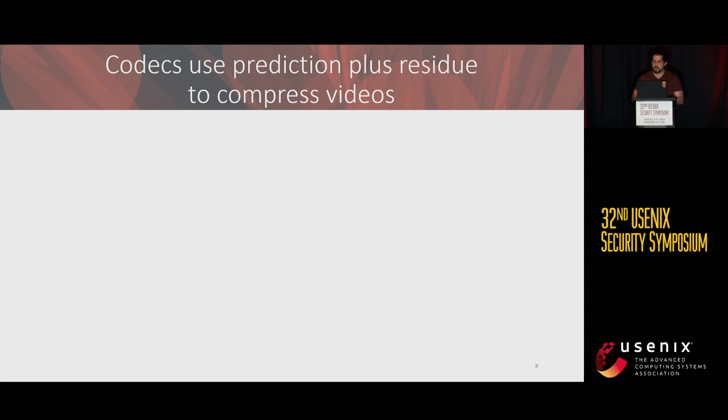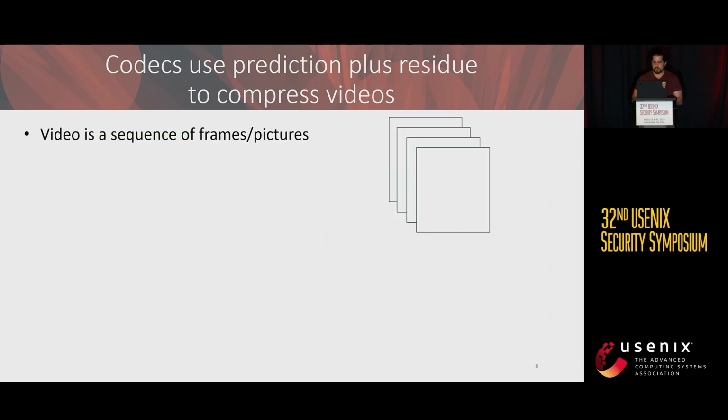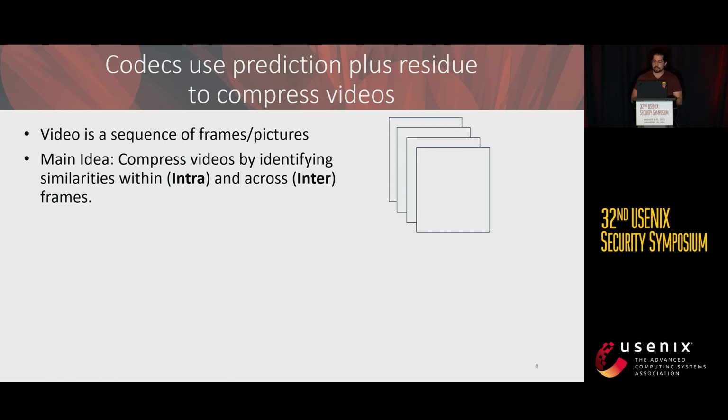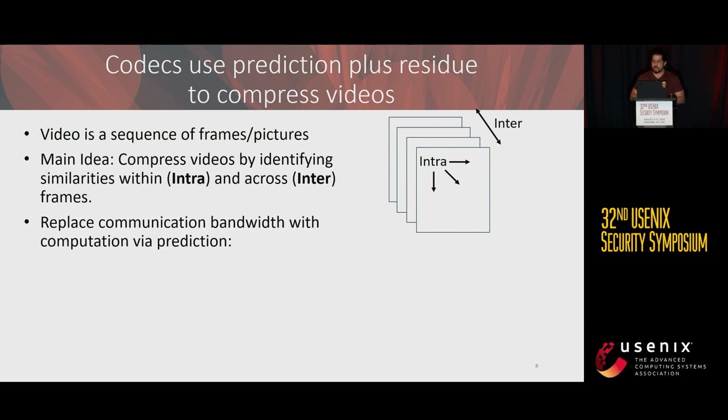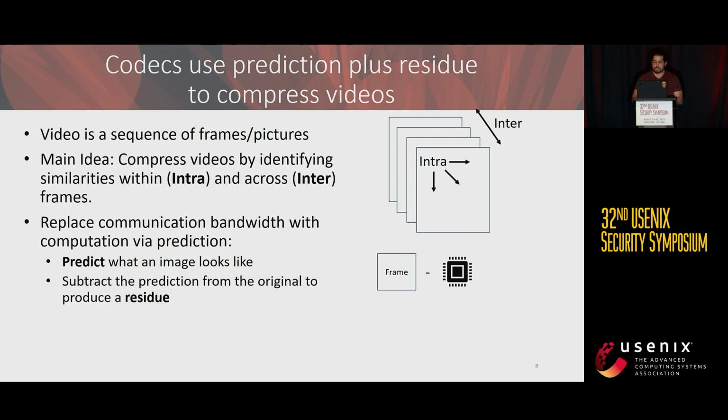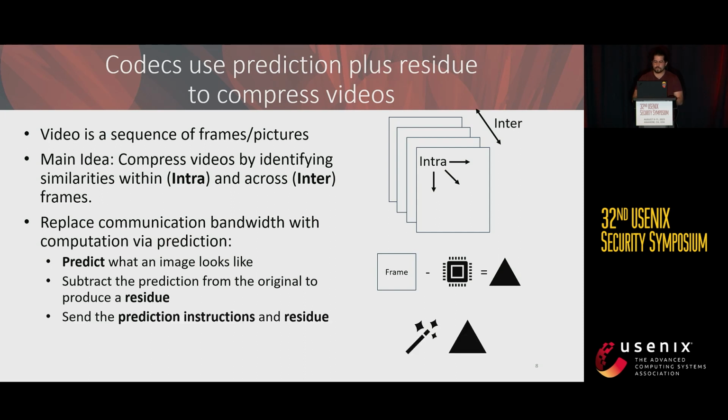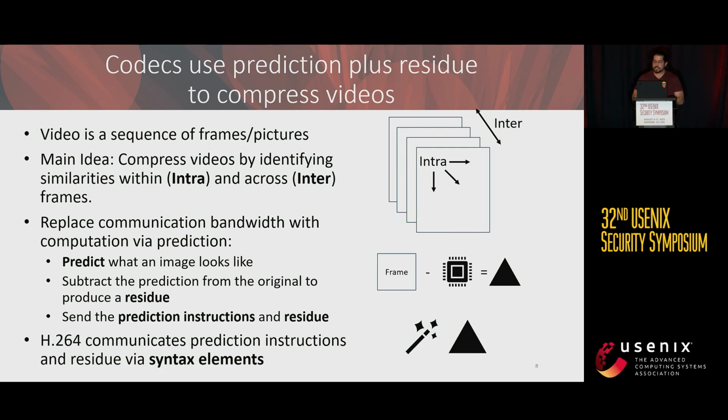So now I'll give a high-level overview of how codecs achieve video compression. A video is just a sequence of frames or pictures. And so the main idea to compress videos is to identify similarities within, or intra, and across, or inter, frames. Then communication bandwidth is replaced with computation at the endpoint by using prediction. An encoder predicts what an image looks like, then it subtracts the prediction from the original to produce a residue. Then all that needs to be sent is the prediction instructions and the residue. And in H.264, the prediction instructions and residue are called syntax elements.